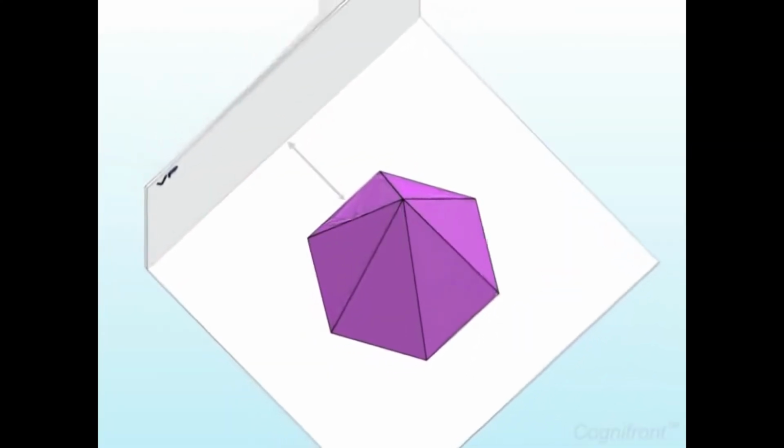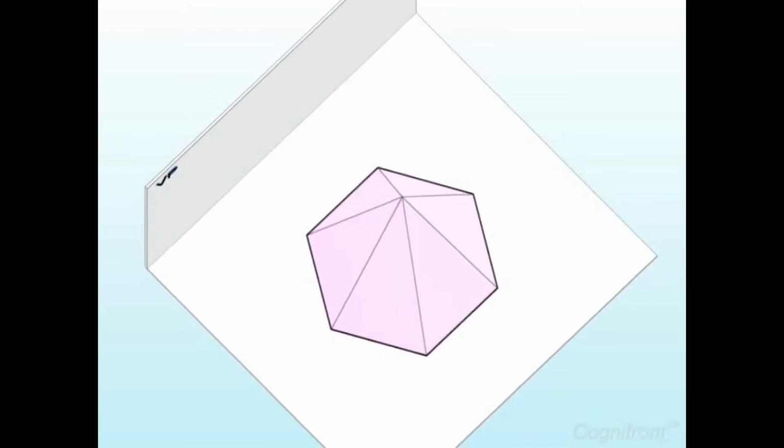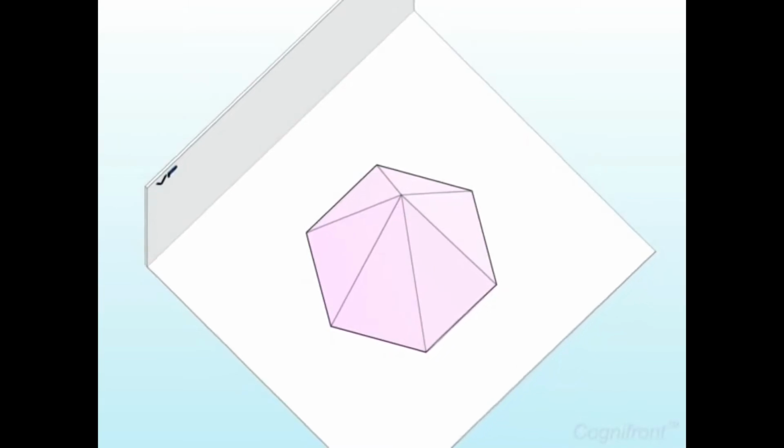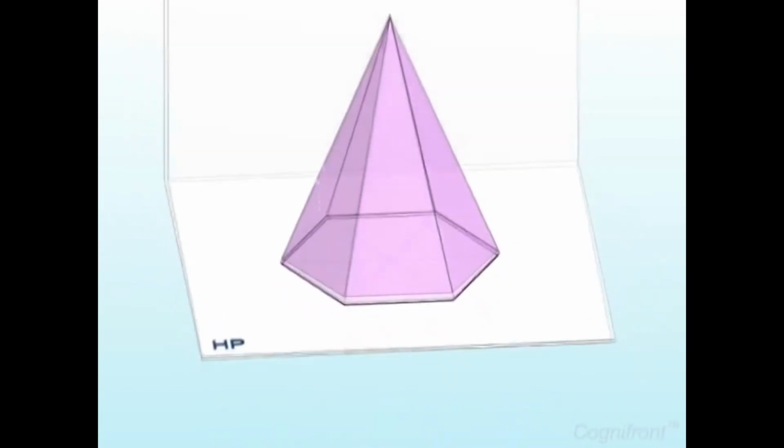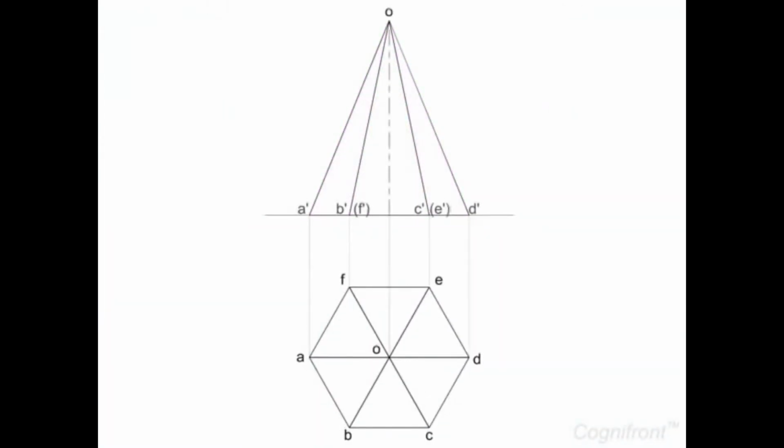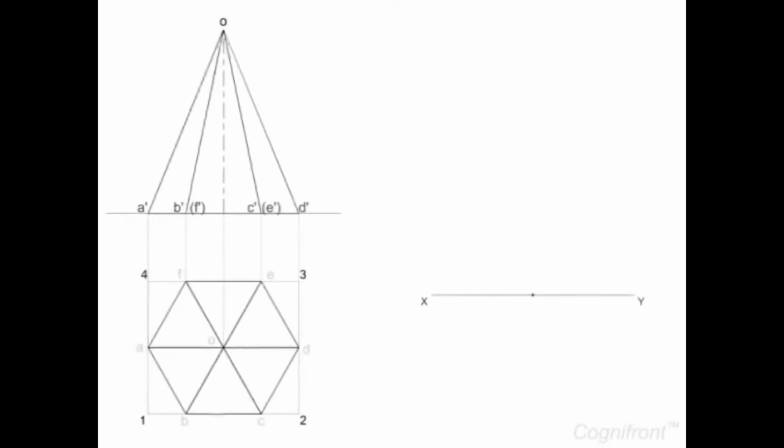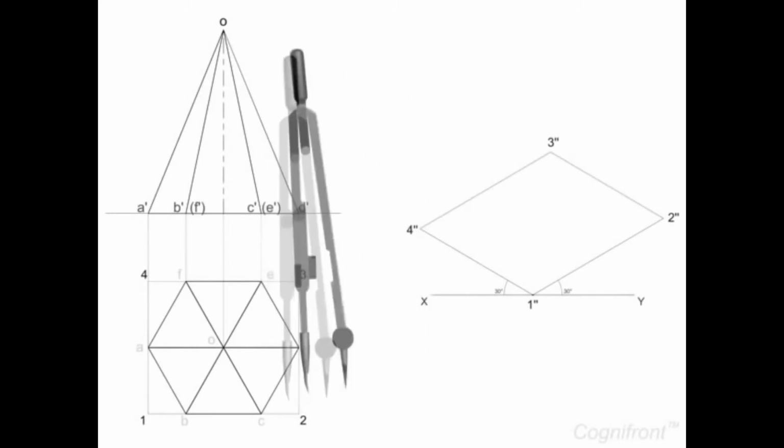A hexagonal pyramid is resting on HP with a base side parallel to VP. Its orthogonal plan view shows true shape of the hexagonal base. So, let's construct its isometric view. For this, first enclose the plan view of the pyramid in a rectangular box 1, 2, 3, 4. Then, from any point 1'' on reference line, draw lines 1''2'' and 1''4'', making angles of 30 degrees with the line XY.